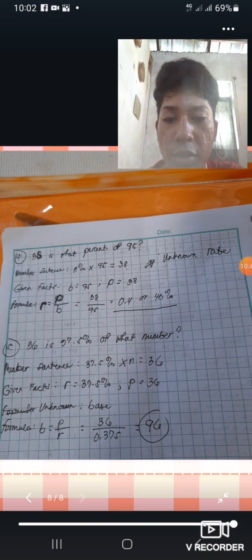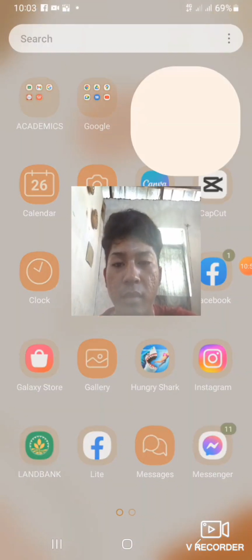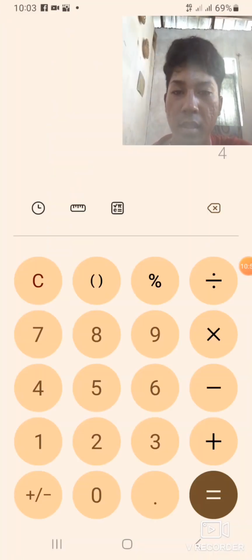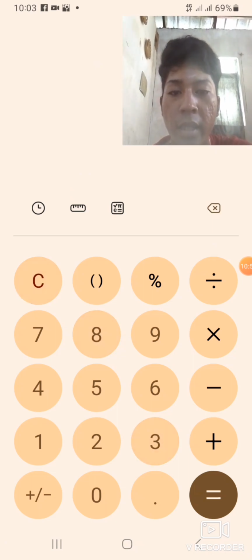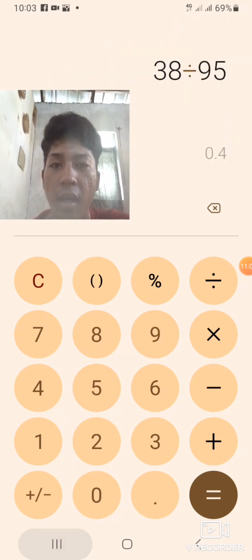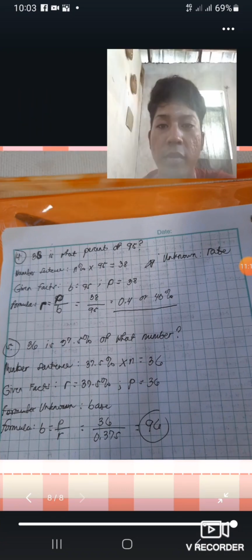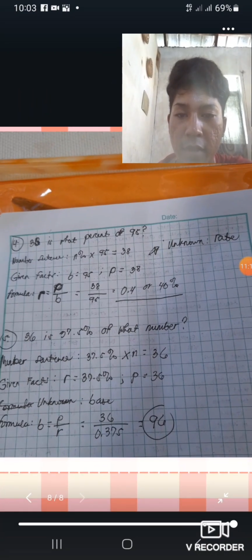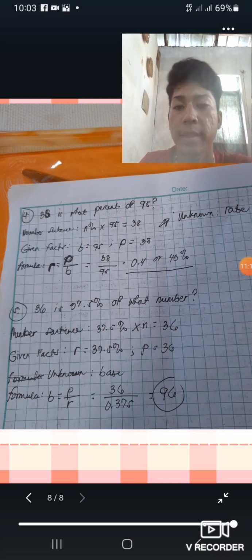To be sure, let's divide 38 over 95. Wait a minute. 38 divided by 95, okay, it is 0.4. So just divide using that formula, and then translate it into percent, that is 40%. So we have the answer 0.4 or 40%.